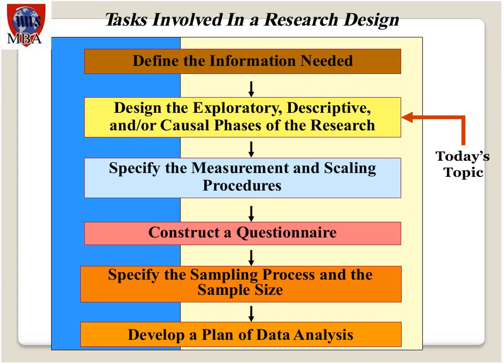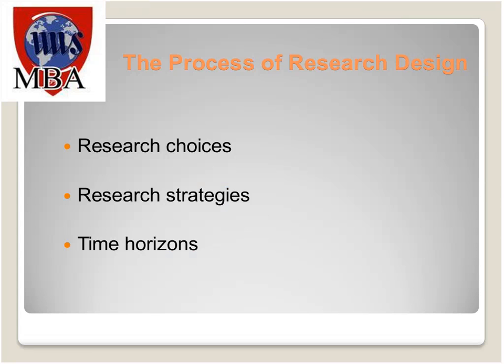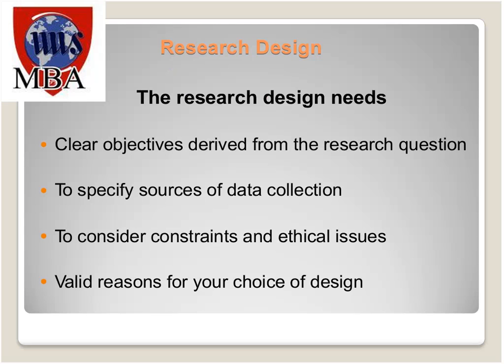For research design, we have defined the information needed. So design the exploratory, descriptive, or causal phases of the research. So these are the 3 types of research design that we will talk about in later slides. Today is our topic. So the process of research design is research choices, research strategies, and time horizon. If we want to know about the process of research design, that is, how we can propose the research design and put it in our thesis, we should talk about research choices, research strategies, and time horizon that we will explain about them. The research design also needs clear objectives derived from the research question.